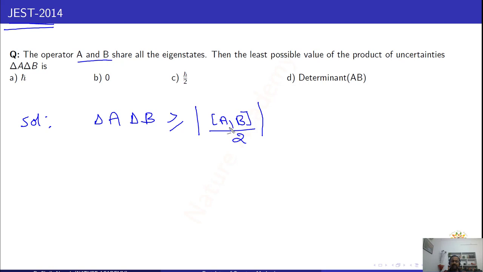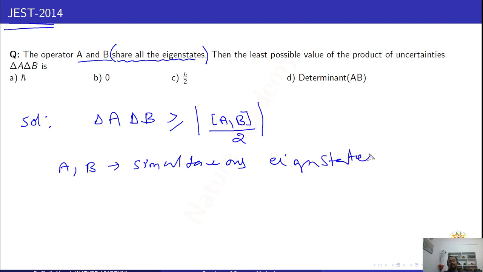How can you calculate this commutator A comma B? He has given an important statement: A and B share all the eigenstates. The operators A and B have common, simultaneous eigenstates. A and B have simultaneous eigenstates if they commute with each other. Commuting means the commutator A comma B is 0. If this happens, then A and B will have the same eigenstates and share all eigenstates. This is one theorem: two commuting operators share all the eigenstates, which means A comma B will be 0.